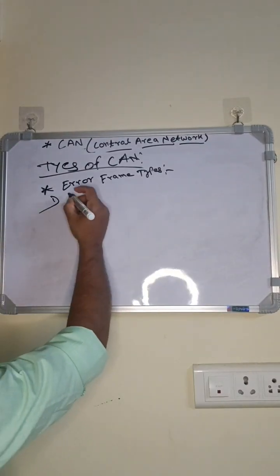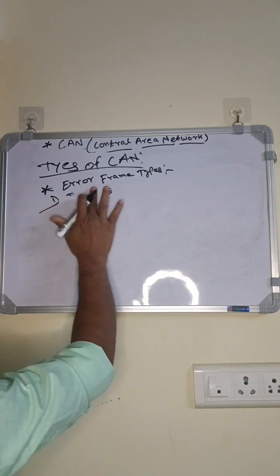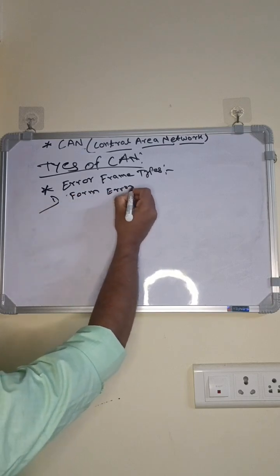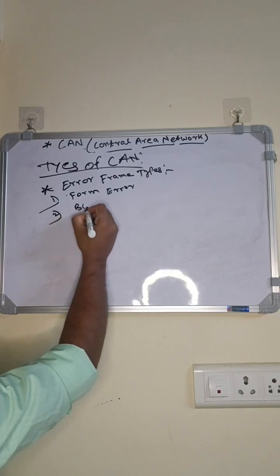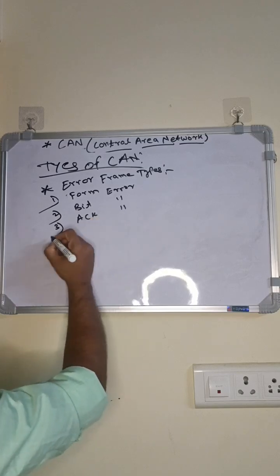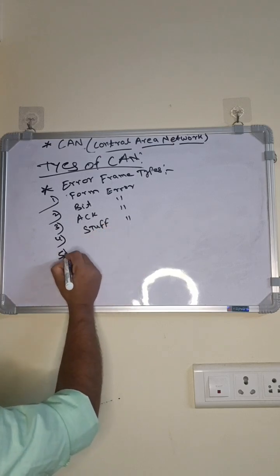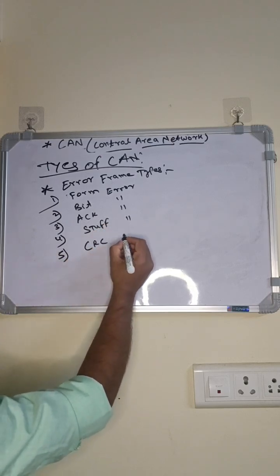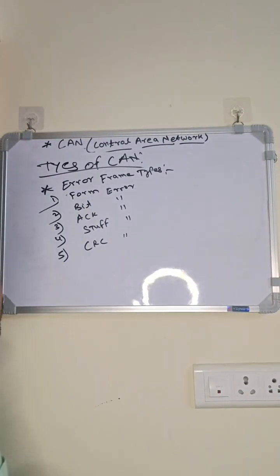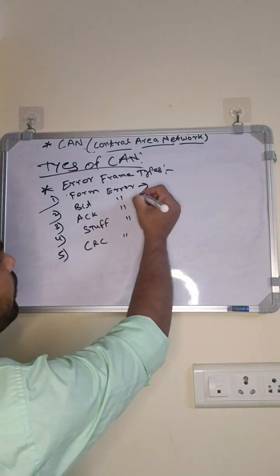First is the form error. Second is the bit error. Third is the acknowledgement error. Fourth is the stuff error. Fifth is the CRC error. So these are the 5 types of error. First is the form error. Where does it happen, why, and how does it happen?